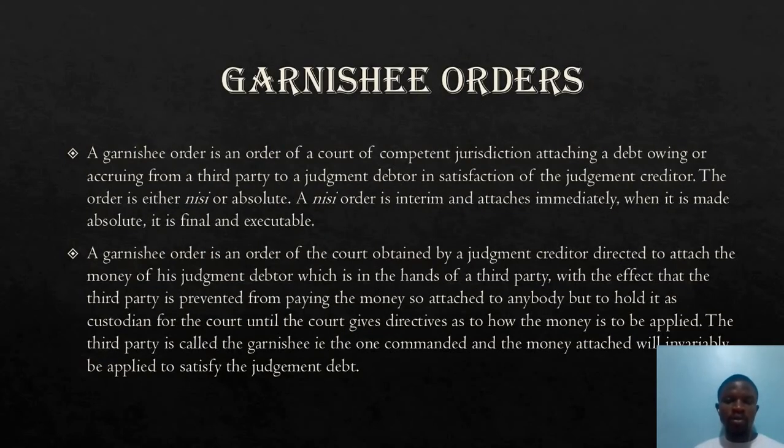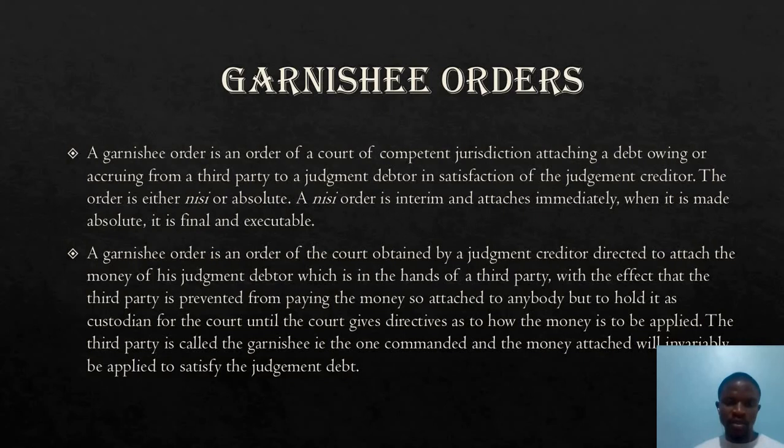Going forward, Garnishee orders. What are Garnishee orders? A Garnishee order is an order made by a competent court attaching a debt that is being owed or accruing from a third party to a judgment debtor in satisfaction of the debt of the judgment creditor.